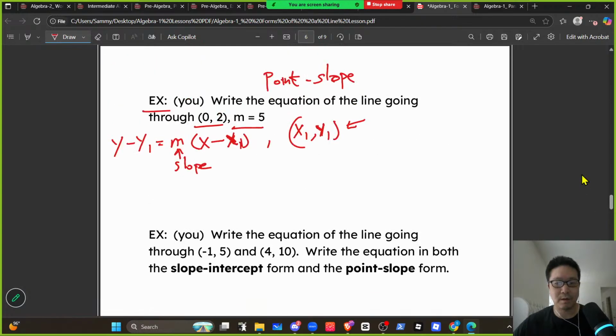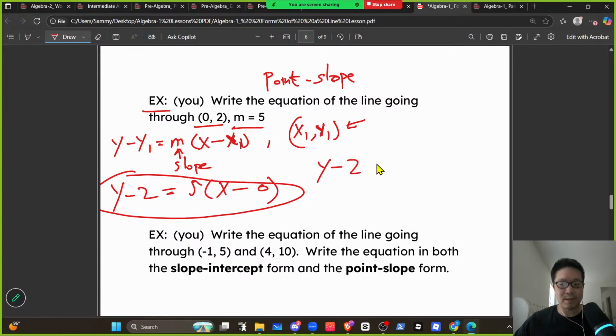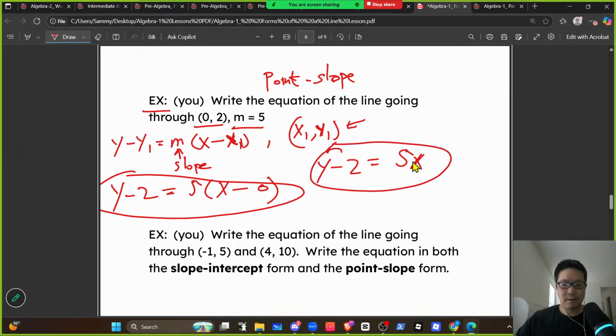I'm done. Okay, so when we plug our information in, we get y minus 2 equals, the slope is 5, and then x minus 0. So you might be able to get away with just leaving it in this form, but because you have a minus 0 here, you probably want to simplify it by doing that. Is that what you got? Yeah. Okay, good.